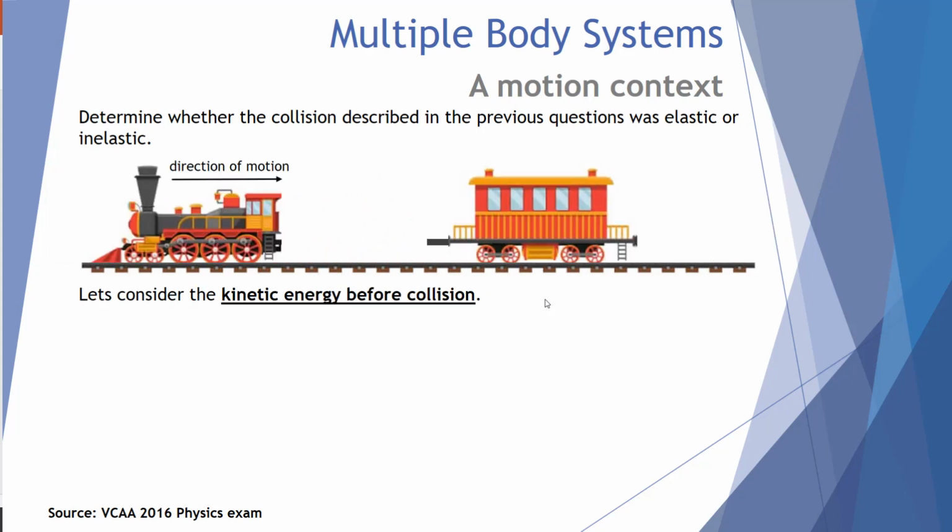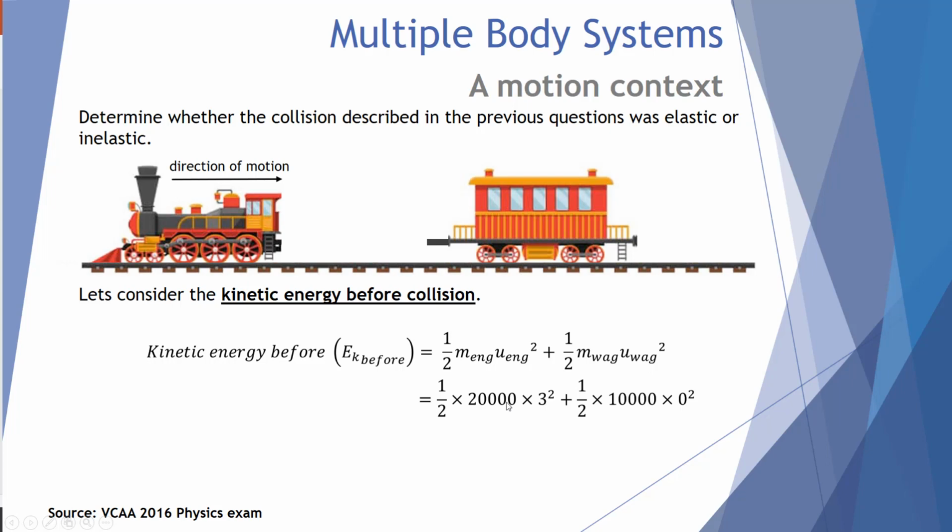There's our movement. So first of all, the kinetic energy before the collision. It's the individual kinetic energy of both vehicles. So first of all, it's half mv squared, the equation of kinetic energy. Half the mass of the engine times its initial velocity squared, plus that of the wagon, half the mass of the wagon times its initial velocity squared.